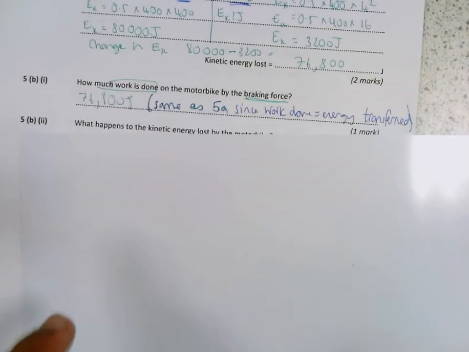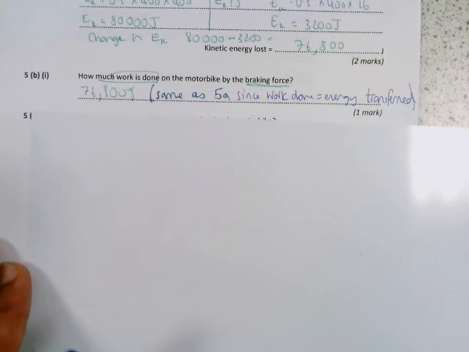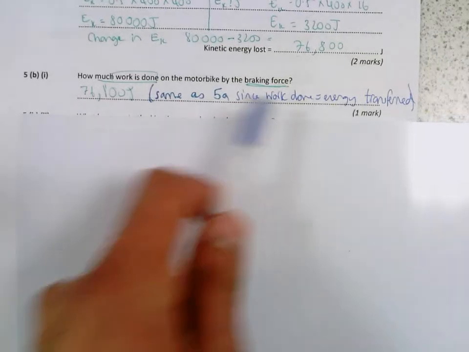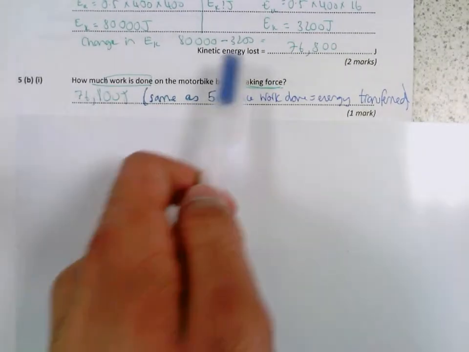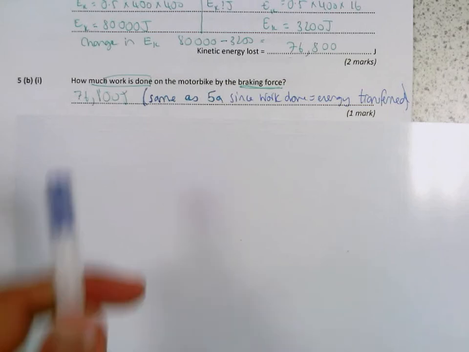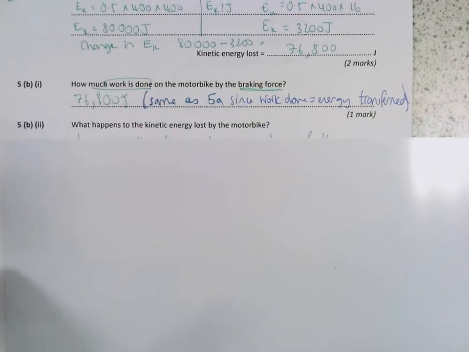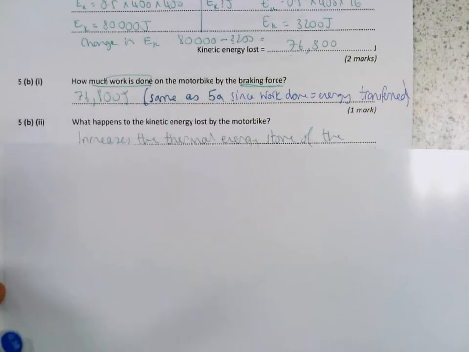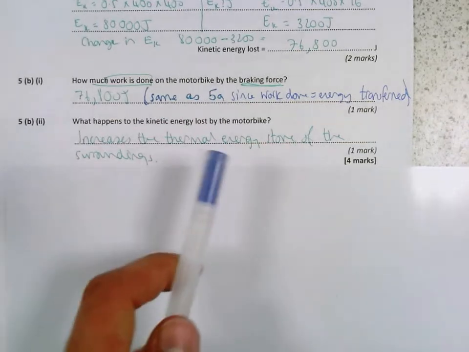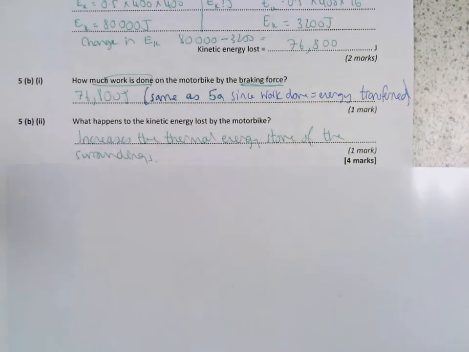The next question is saying how much work is done on the motorbike by the braking force, and it's going to be the same as the kinetic energy lost, because that is the amount of energy transferred during braking. What happens to the kinetic energy lost by the motorbike? Well, we know that if the energy is lost when you're braking, you must be increasing the thermal energy store of the surroundings.